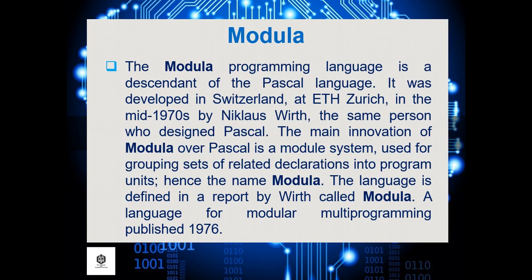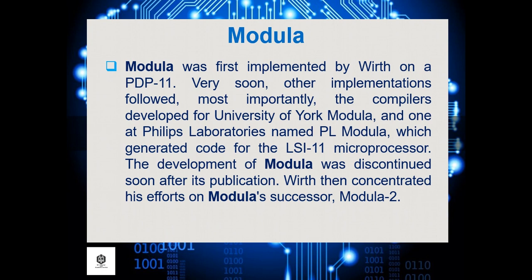Modula. The Modula programming language is a descendant of the Pascal language. It was developed in Switzerland at ETH Zurich in the mid-1970s by Niklaus Wirth, the same person who designed Pascal. The main innovation of Modula over Pascal is a module system used for grouping sets of related declarations into program units. Hence the name Modula. The language is defined in a report by Wirth called Modula, a Language for Modular Multiprogramming, published in 1976. Modula was first implemented by Wirth on a PDP-11.